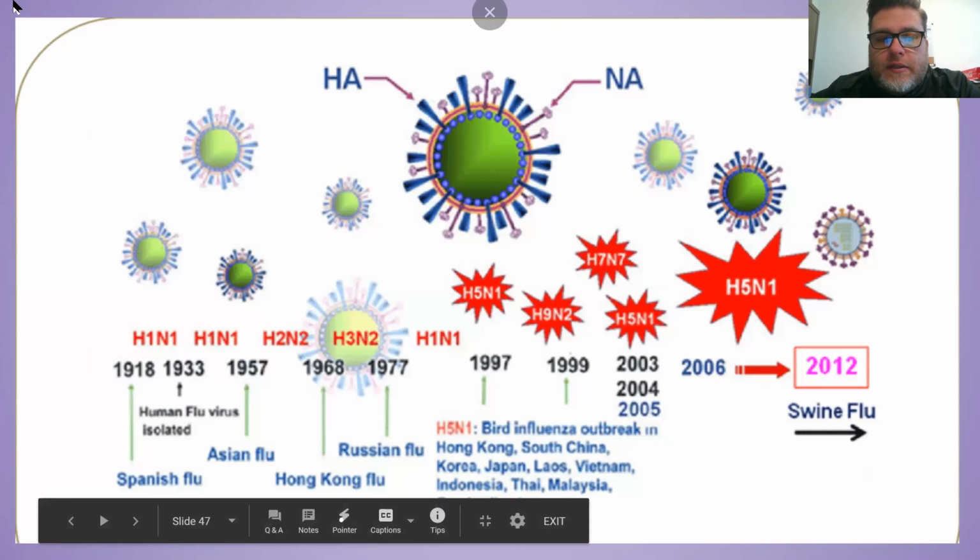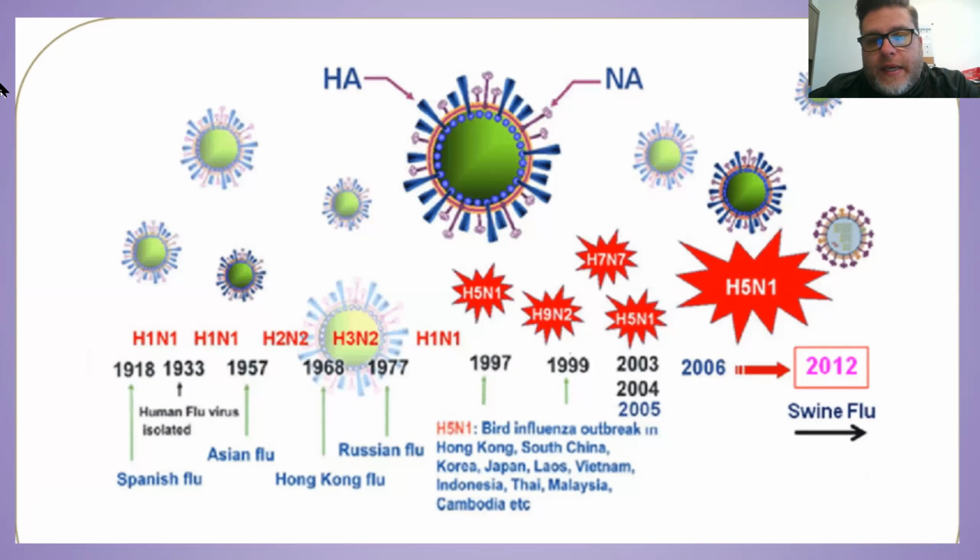This is another schematic here looking at the different strains of flu throughout the 19th, 20th and 21st century. So we have the Spanish flu, 1918, H1N1 variation. And then later on, we see another Asian flu outbreak, H1N1. Then it goes into H2N2. Then in 2006, we see H5N5, the bird flu. And then 2012, we see the swine flu.